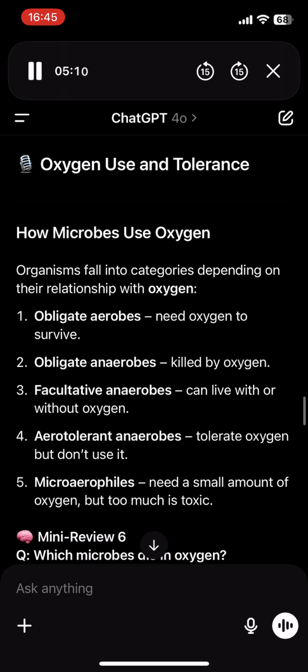Oxygen use and tolerance. How microbes use oxygen. Organisms fall into categories depending on their relationship with oxygen. 1. Obligate aerobes need oxygen to survive. 2. Obligate anaerobes, killed by oxygen. 3. Facultative anaerobes, can live with or without oxygen. 4. Aerotolerant anaerobes, tolerate oxygen but don't use it. 5. Microaerophiles, need a small amount of oxygen but too much is toxic.